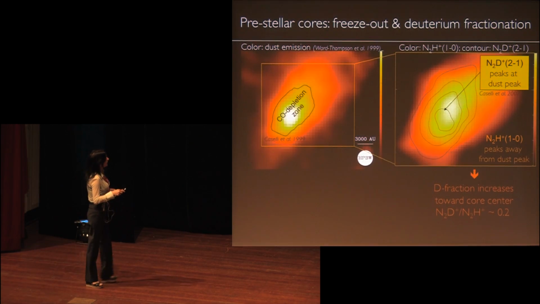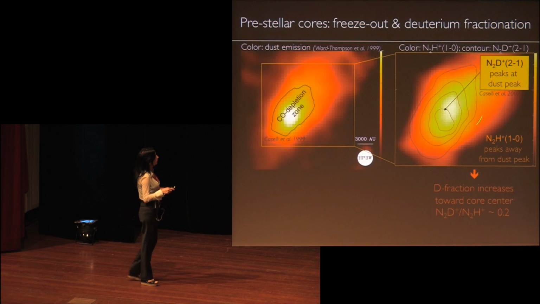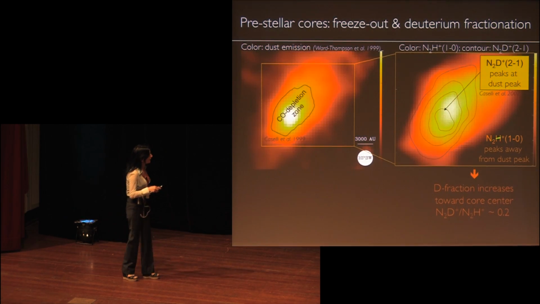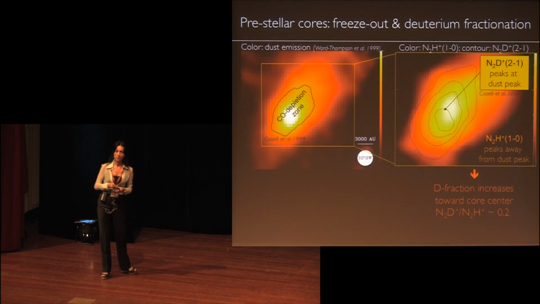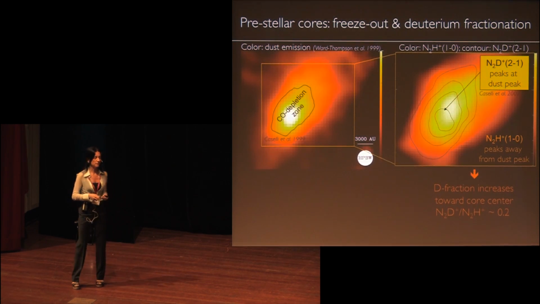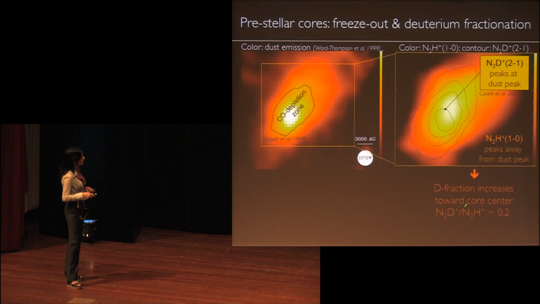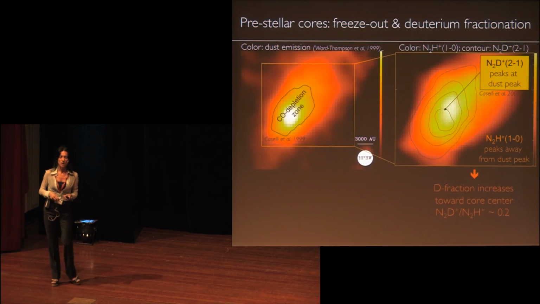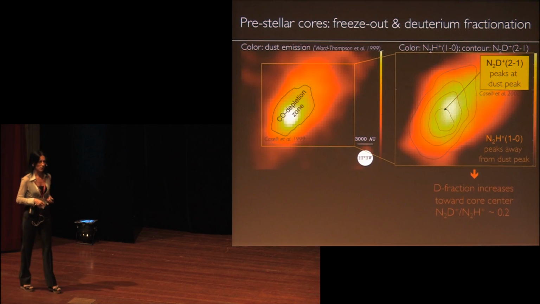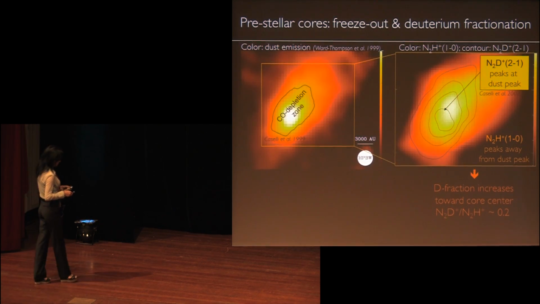Then if we look at the deuterated molecule and compare with the non-deuterated molecules, like for example N2H+, it is clear that the deuteration increases toward the center, where the CO gets more and more depleted. And the D/H ratio that we get from these molecules becomes 0.2. So it's orders of magnitude above the cosmic D/H ratio.